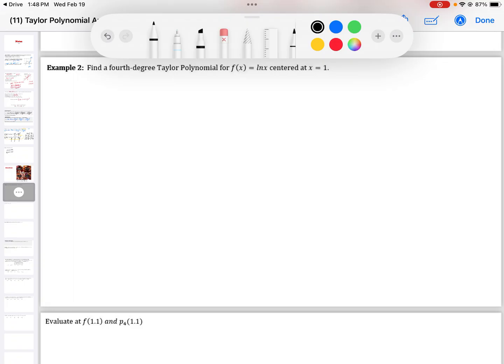All right, let's do one more in this video and I'll break it up. So example 2, find the fourth degree Taylor polynomial for f of x equal to natural log of x centered around when x is 1.